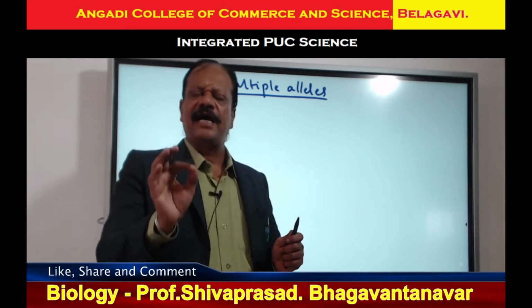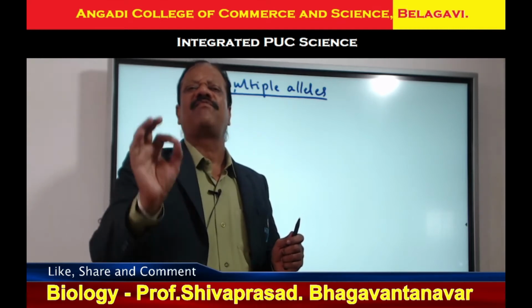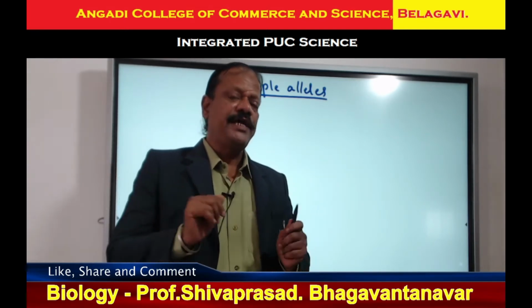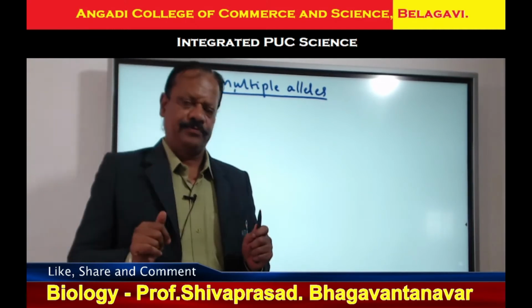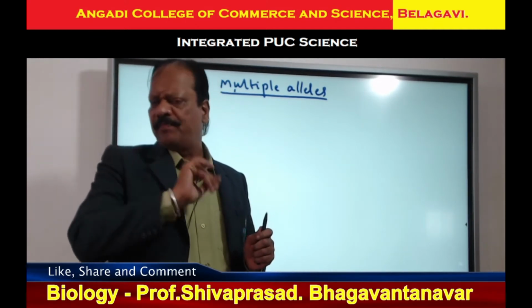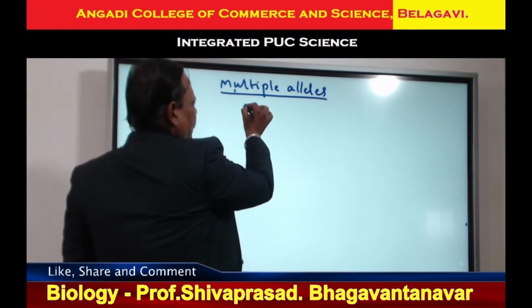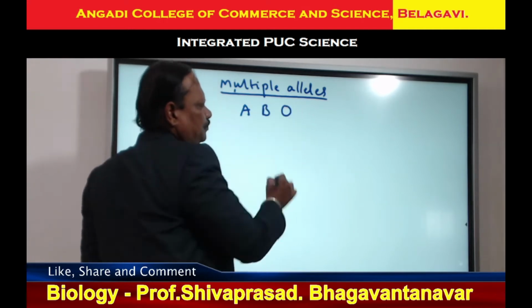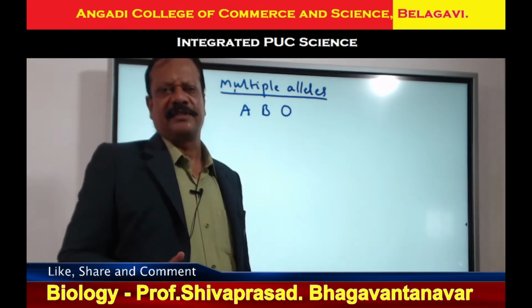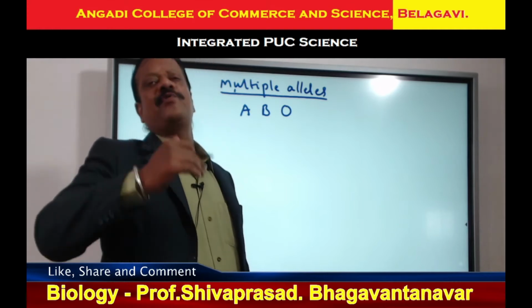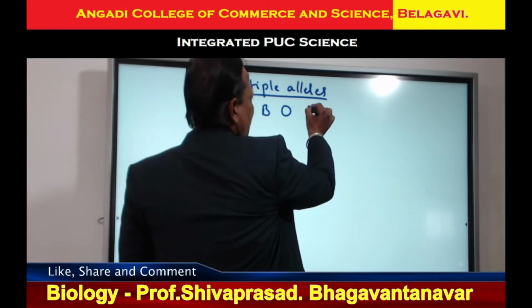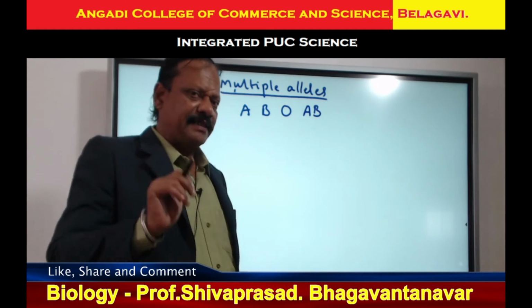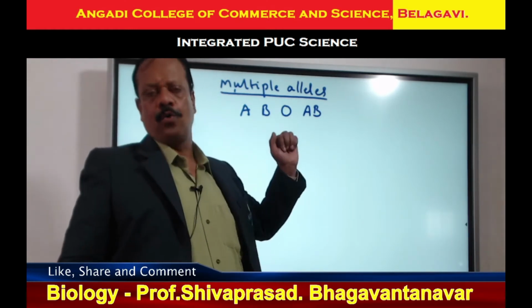Three or more than three alleles found on a particular locus of homologous chromosomes, then we are calling them multiple alleles. So when you are studying the human blood group, there are three blood groups you people are observing. Those are A, B and O. Three types of blood groups you people can see. And when we are taking blood groups, we are adding one more group, we are calling it AB. So the basic ones are A, B and O.